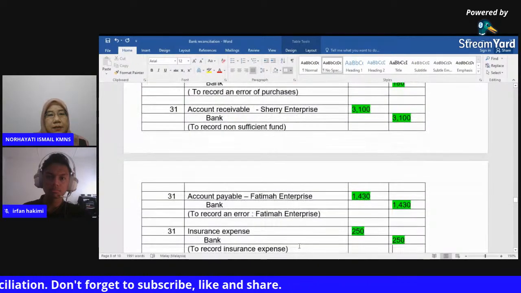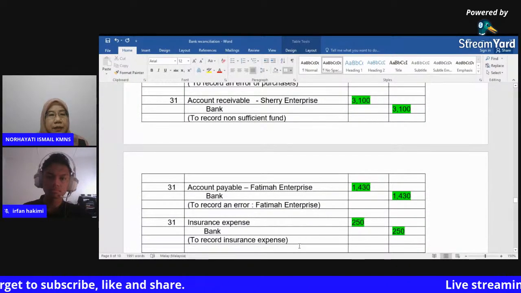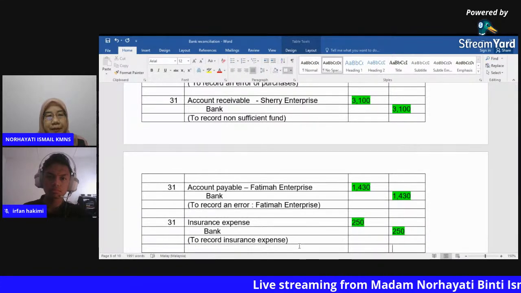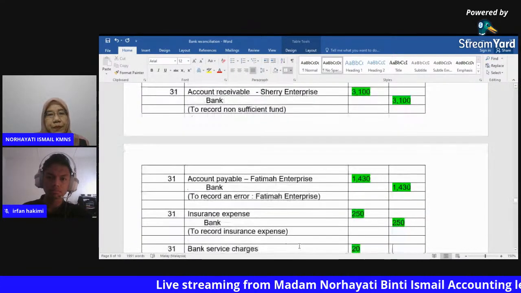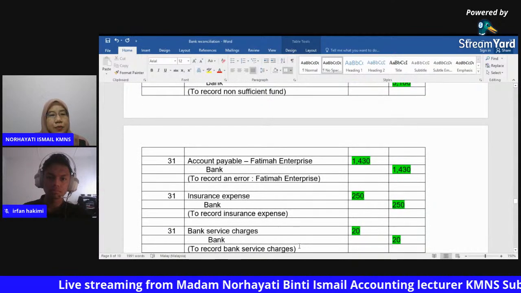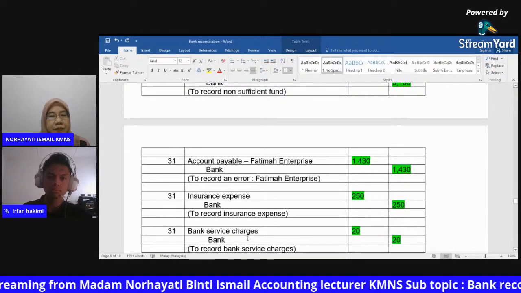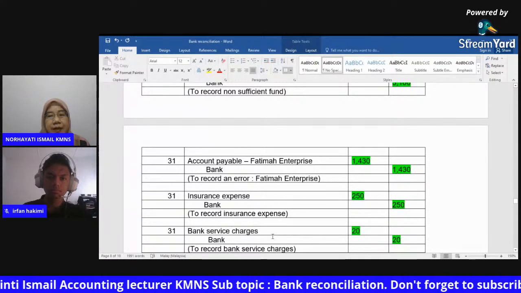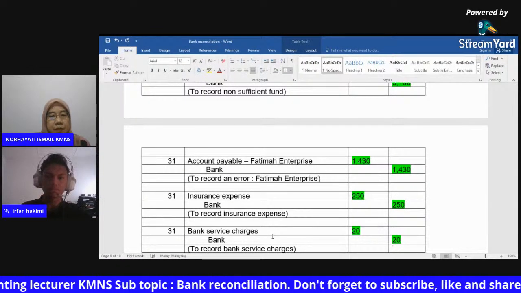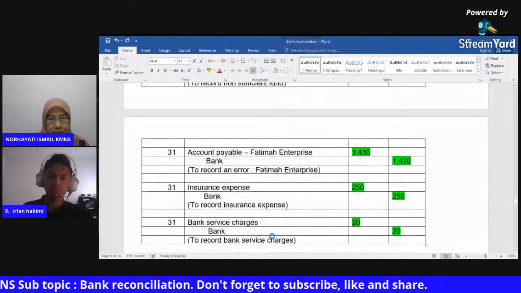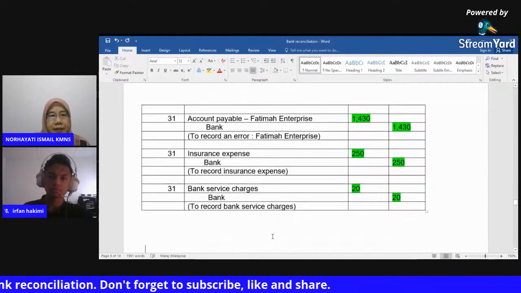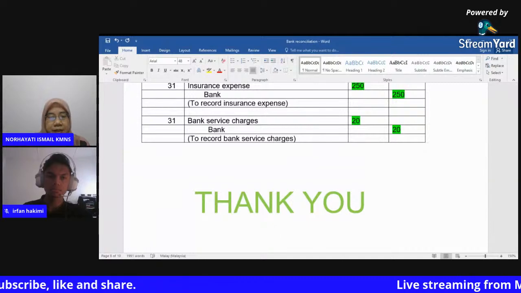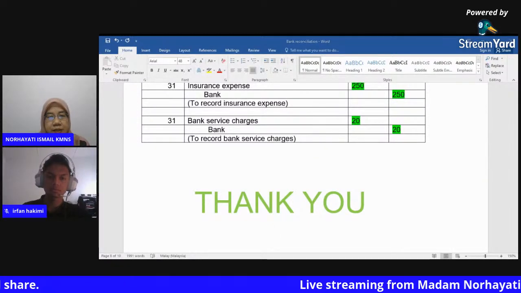And the next one, debit insurance expense, credit bank. The payment that we have made, the amount is 250. And the last one, debit bank service charges, 20. This is the expense, credit bank to record bank service charges. Okay, that's all. So we have finished our bank reconciliation for the revision for this week.